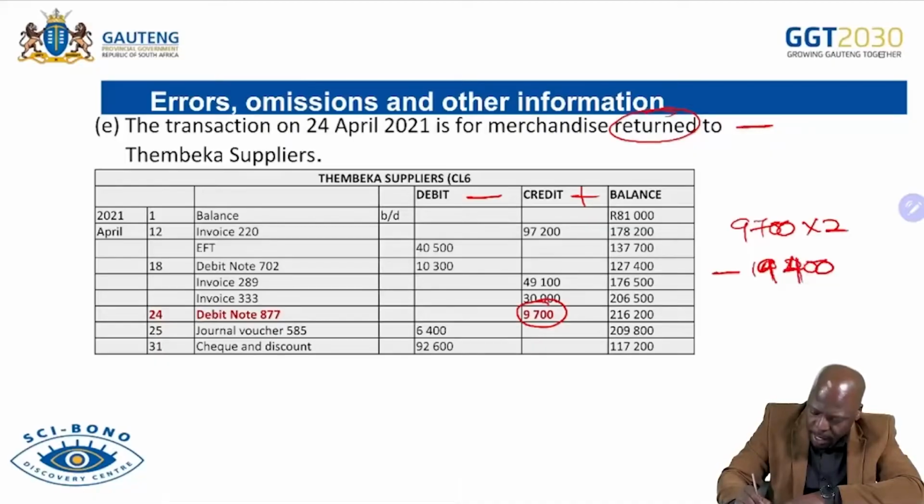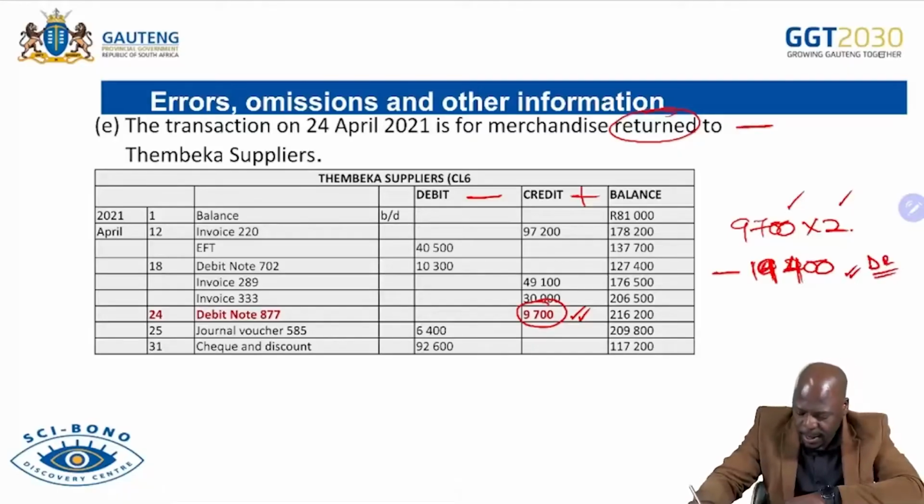It is 19.4. I'll repeat again. If it's your 9.7, which is here, you have to multiply by 2, then you get your 19,400. What are you going to do with this? You're going to debit it. You debit the 19,400. Where? That is the question.